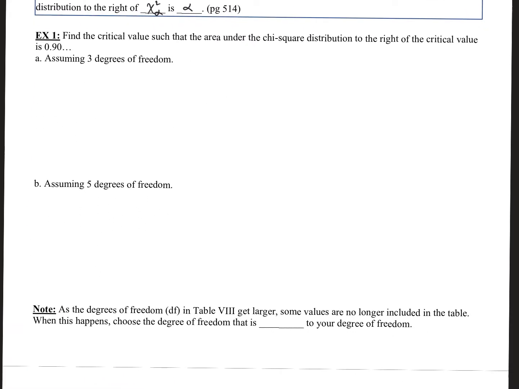Alright, let's take a look at example 1. Find the critical value such that the area under the chi-square distribution to the right of the critical value is 0.90. We have two options: assuming 3 degrees of freedom, and then we'll look at assuming 5 degrees of freedom. Go ahead and look in your table and see if you can determine these just looking at Table 8. I'll bring it in right now.